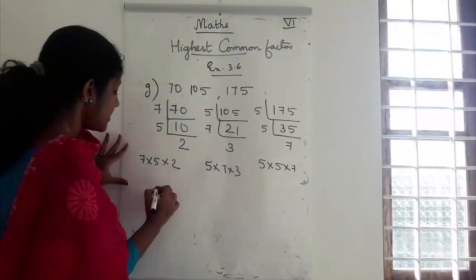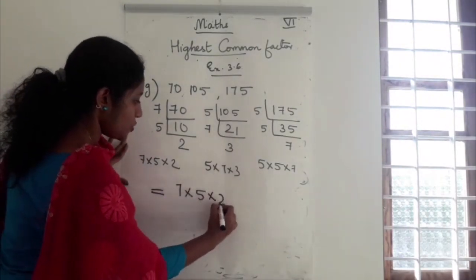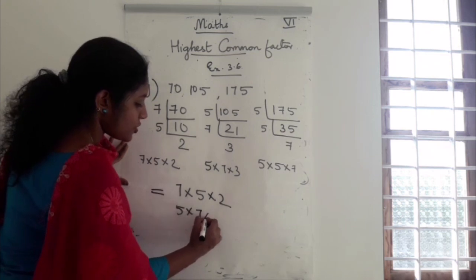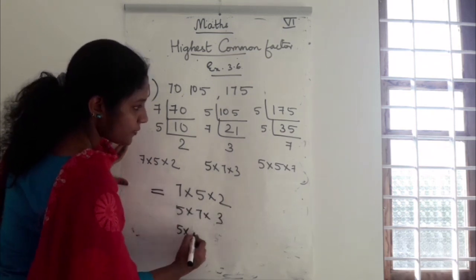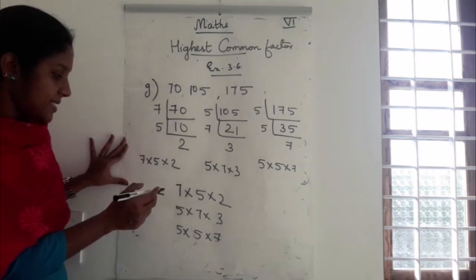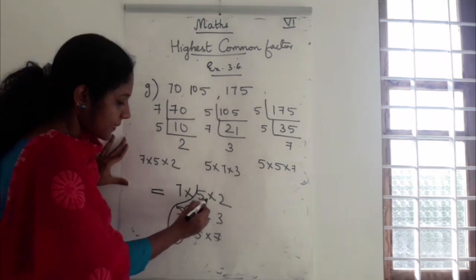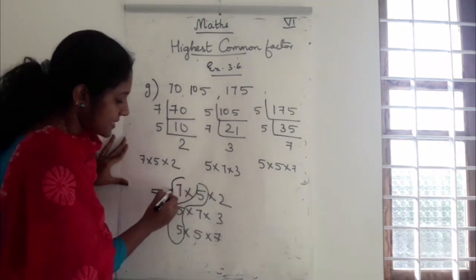Now we are writing the numbers 7 into 5 into 2, 5 into 7 into 3, 5 into 5 into 7. Write it like this, one by one, so that you can easily find the factors. 5 is a common factor and then 7 is a common factor.